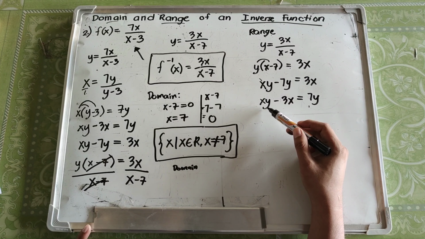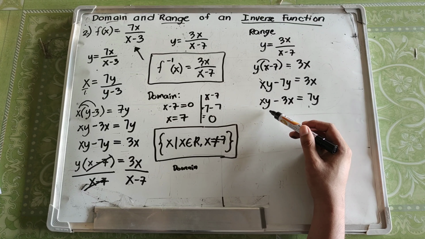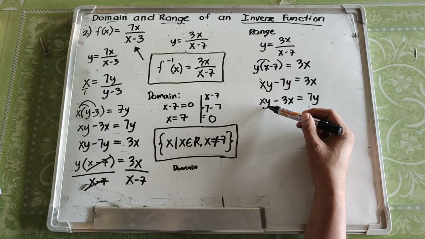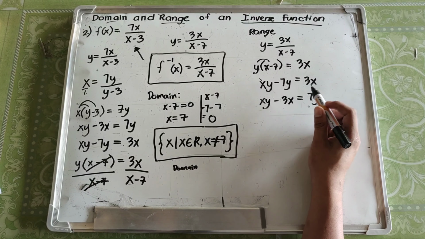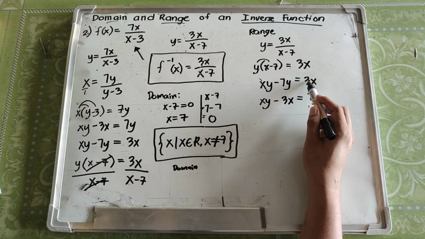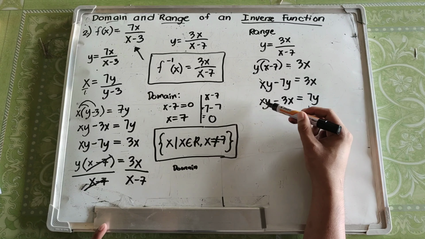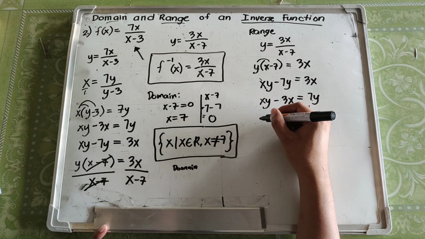What did we do? In finding the range, we applied the rule of transposition. We did not touch xy, just copy it, let it be. After that, 7y moved from negative 7y to positive 7y. This 3x, from positive 3x, transposed, becomes negative 3x. Let's take out the x terms, because they are useless and toxic in our life. So, don't include them anymore.